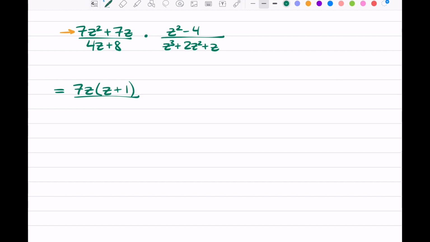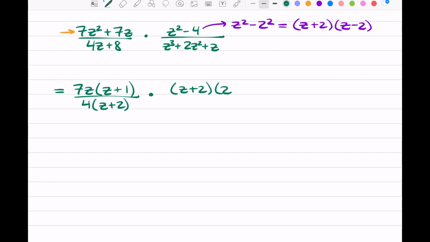Now let's look at the denominator. 4z plus 8, we can factor out a 4, so we have z plus 2 on the inside. Our next fraction, z squared minus 4, we can write this as z squared minus 2 squared, so we have a difference of squares, and we can factor it into z plus 2 times z minus 2. So we'll write that here, z plus 2 times z minus 2.